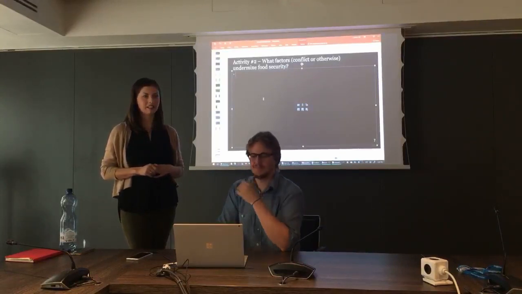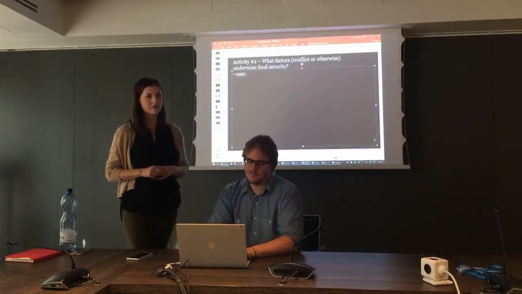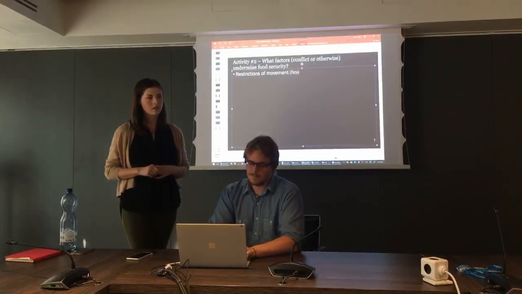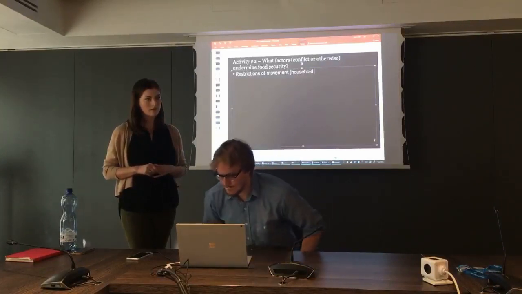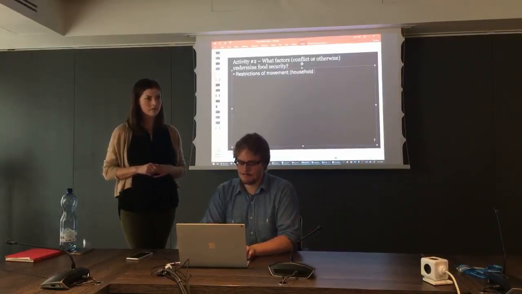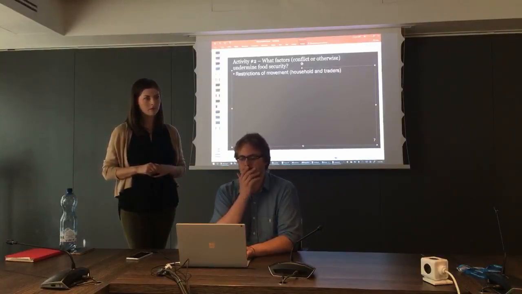Restriction of movement, so not only for the household itself, but also from, let's say, traders to bring goods to the market. But yeah, restriction of movement.